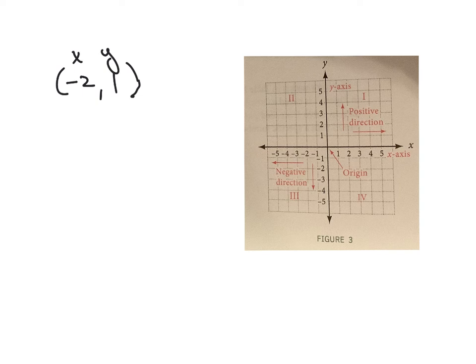If we're at -2, -5, again, we start at 0. We go over -2 and then down to -5. Okay, that's pretty much it for that.